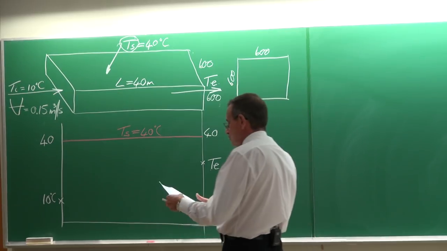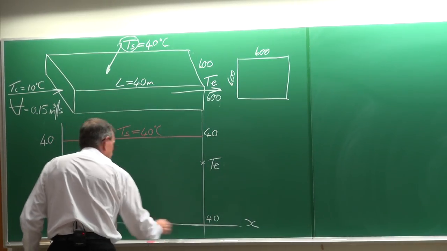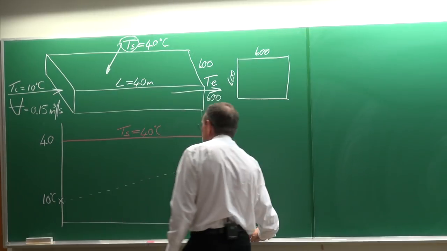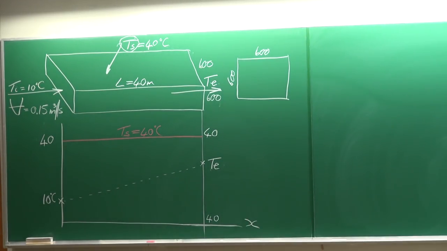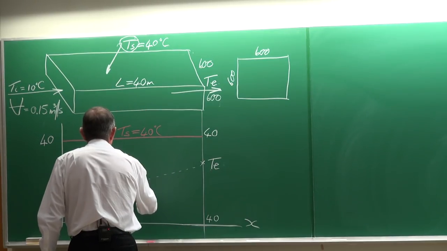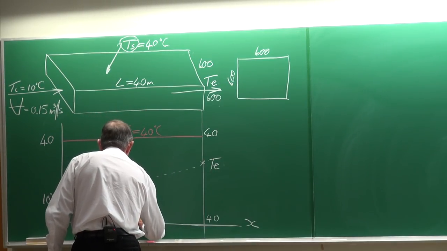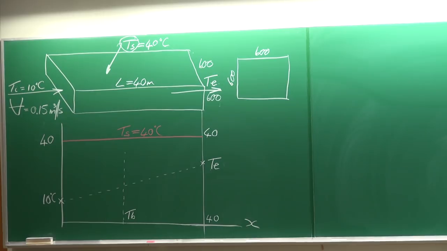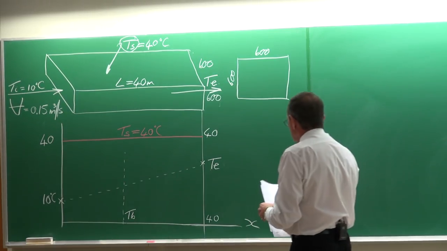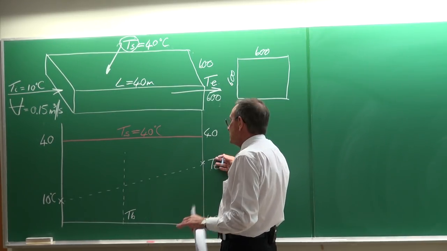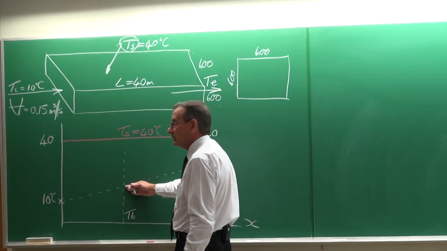And let's assume that the temperature is going to increase maybe linearly along that line. We know that is not true, but I specifically want to show you now the error that can be made. So that would be halfway through, and that would be the bulk temperature. And what is the bulk temperature? At this stage, we do not know what the outlet temperature is. You see that? So therefore, we actually cannot determine a bulk temperature.